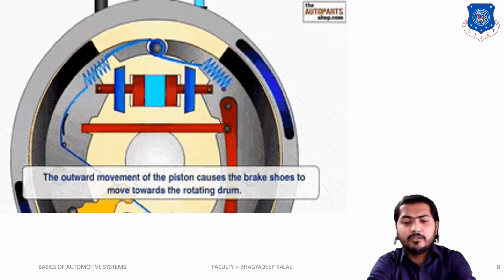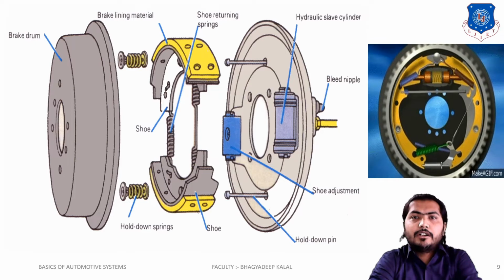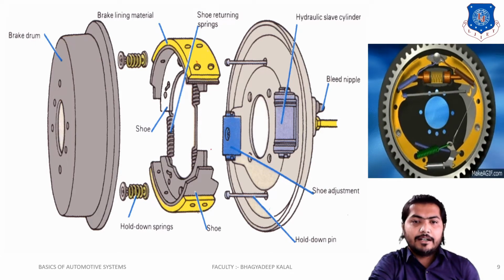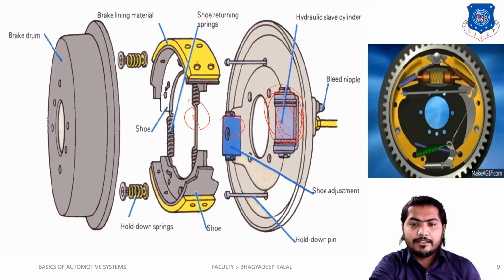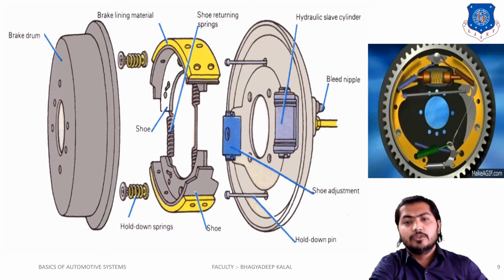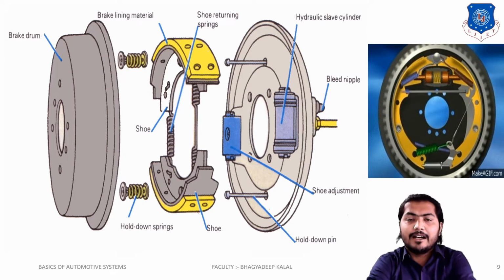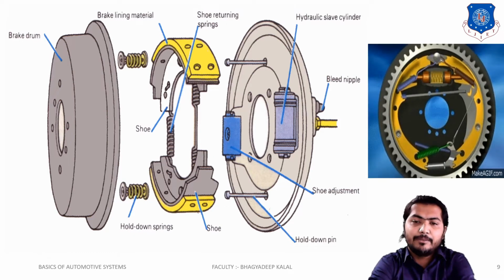This is the working function, and these are the various components used in a drum brake. This is our brake lining material. This is the spring which is used here. That is the hydraulic wheel cylinder. This is the shoe adjustment and bleed nipple. The bleed nipple is used to extract the fluid when air bubbles are inside the cylinder. So for escaping the fluid from the cylinder, bleed nipples are there.